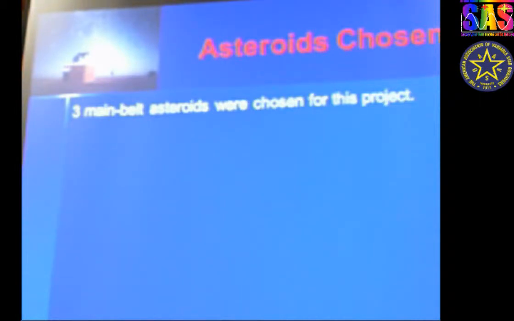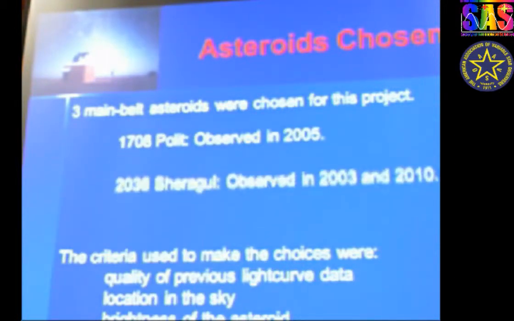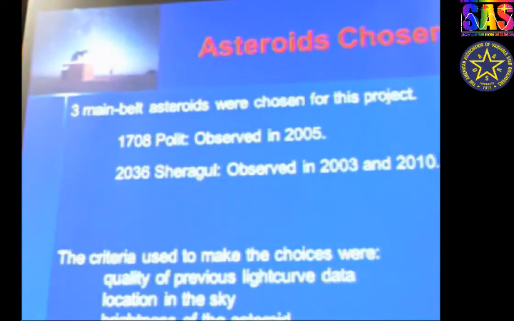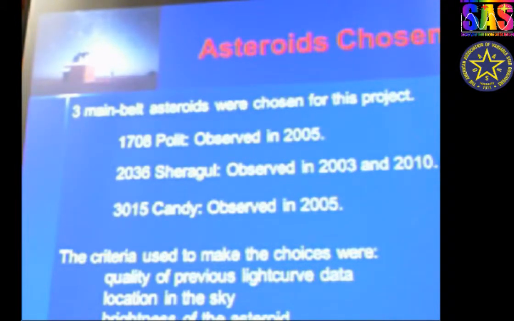So the problem was I had to try and work out which asteroids to try and do. So I eventually used 3 asteroids in this program. What I had to try and choose them with was how good my previous light curves were. If any of you have been involved in doing asteroid light curves, sometimes you get a really nice clear curve. More normally, they tend to be really noisy and messy. So that was the first criteria to look at, was what were the really good clear light curves to use.